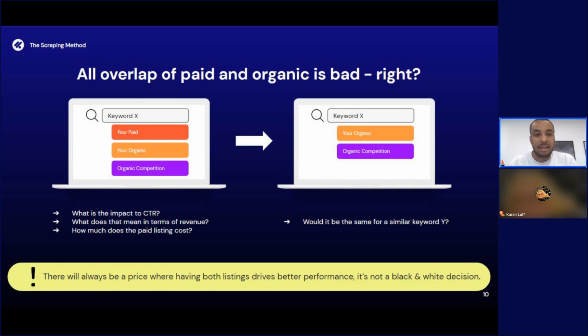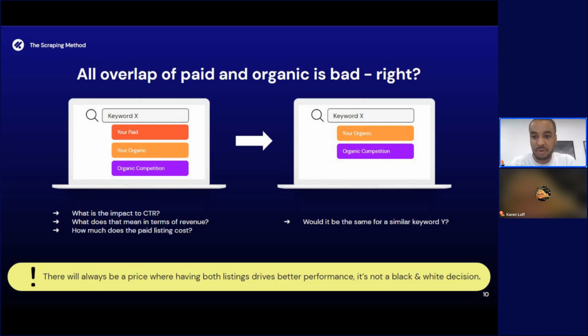We wanted to look at the overlap of paid and organic. If we take this example on the screen here, you can see keyword X. Imagine that being in this example. Let's take M&S dresses. You have your paid activity, your organic activity, and your organic competition. If we were to remove the paid activity, we want to know how much your organic activity would pick it up, and would this change things?